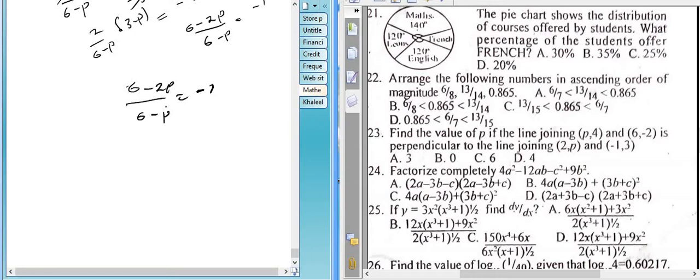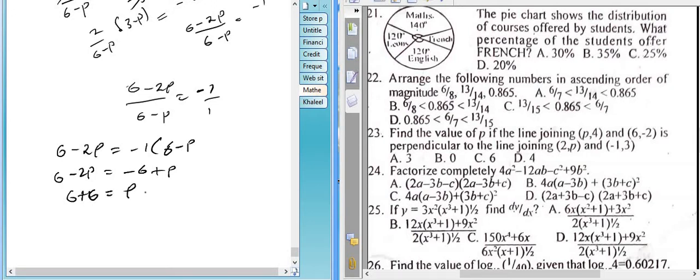Then from here I can take a cross multiply, which is here we have over 1. I can take cross multiply, that's 6 minus 2p, which is equal to -1 into 6 minus phi. Then we can say 6 minus 2p is equal to minus 6 plus phi. And from here, 6 plus 6 is equal to p plus 2p, that becomes 3p, 3p is equal to 12, then p is going to be equal to 12 over 3, which is equal to 4.